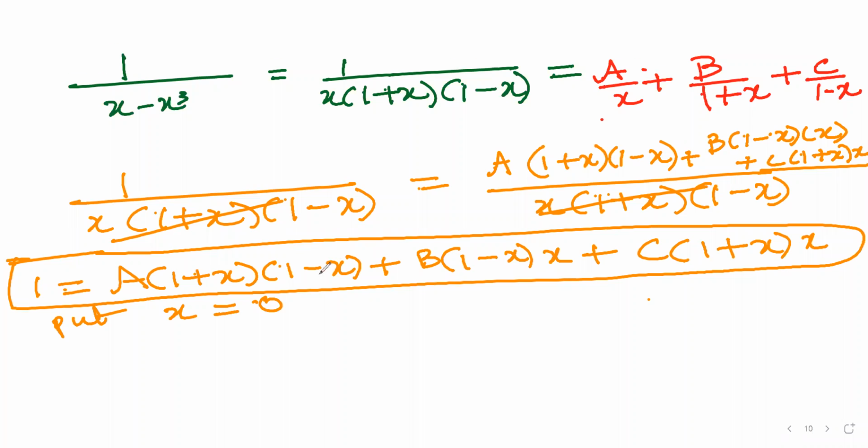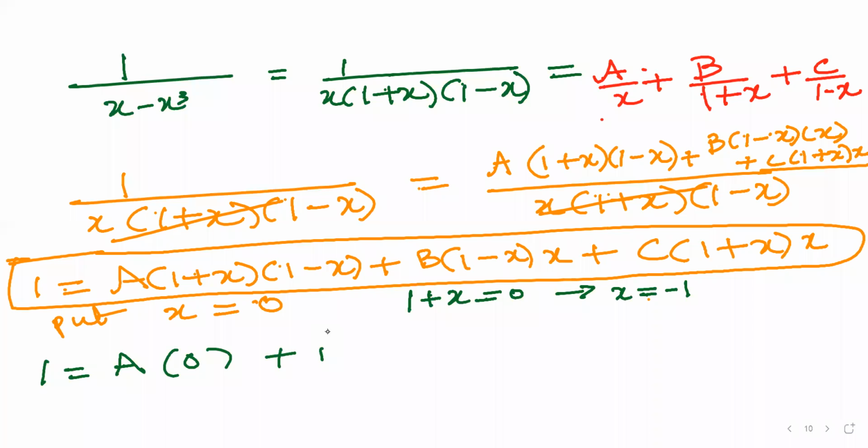Okay, so now to find B, the denominator of B is 1 plus x. When you equate that to 0, we get 1 plus x is equal to 0, or x is equal to minus 1. So in the equation, I'll put x is equal to minus 1 so that my A gets knocked out. 1 plus minus 1 is 0, so A into 0 is gone.